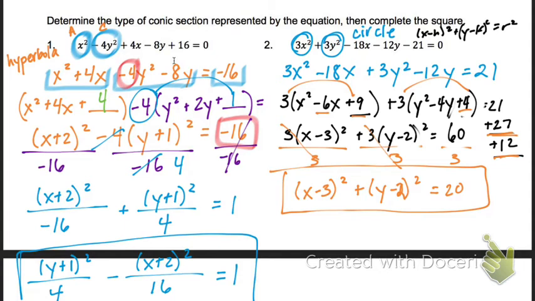So in an ellipse and a hyperbola, the last step is to divide by the right-hand side to get it equal to 1. In a circle, the last step is to divide by the coefficients in front of your parentheses, because you can have a number on the right here. So questions about number 2? All right, let's go to the next.